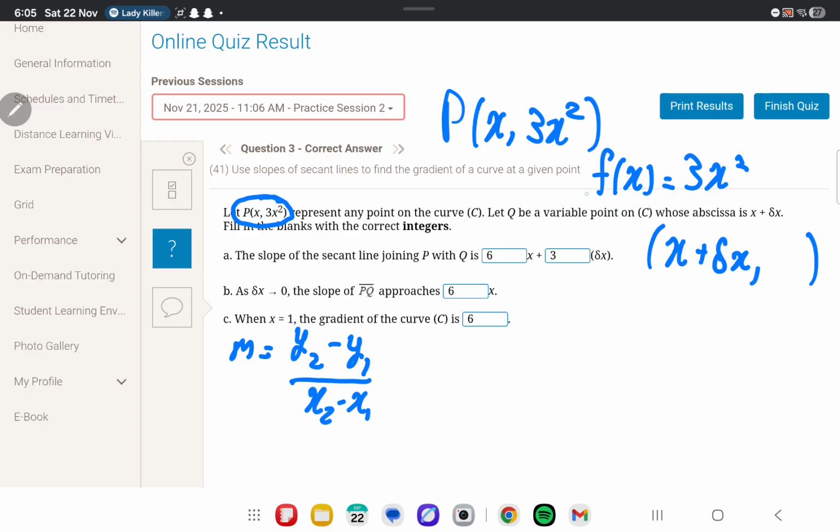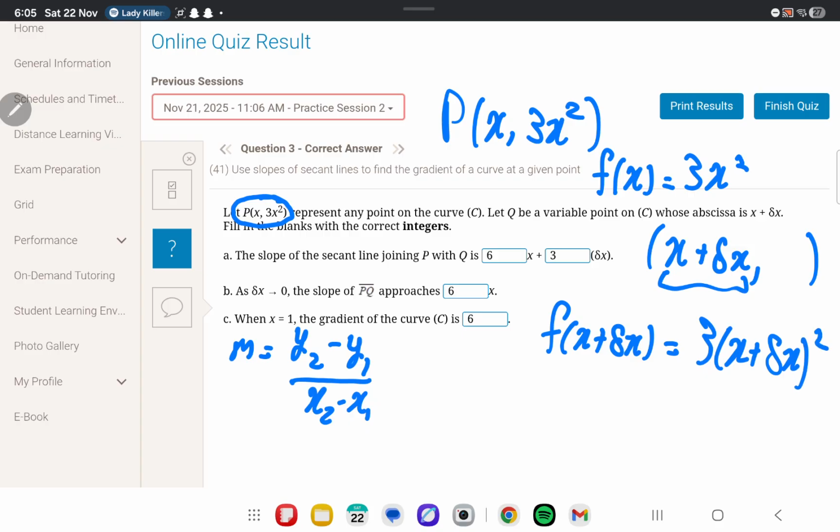What are we gonna do with this? We're gonna use this on Q. What does that mean? We're just gonna plug in x plus delta x as x, and we're gonna get the y value from it. So f of x plus delta x is equal to what? 3 into x plus delta x squared. Now we're gonna expand this later, but for now we're gonna leave it like this because I don't have space. So 3 into x plus delta x, close it, square.